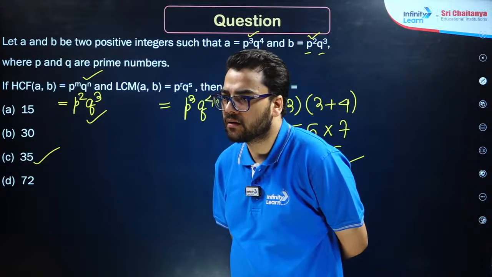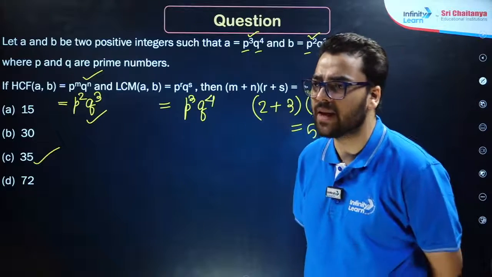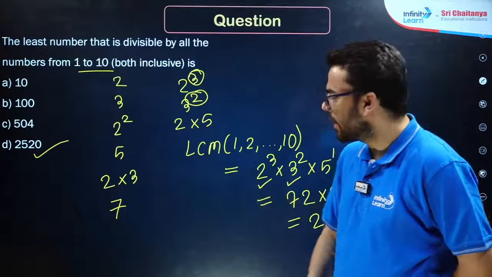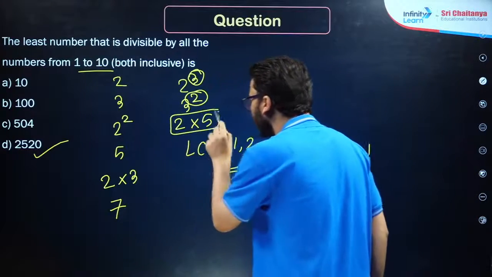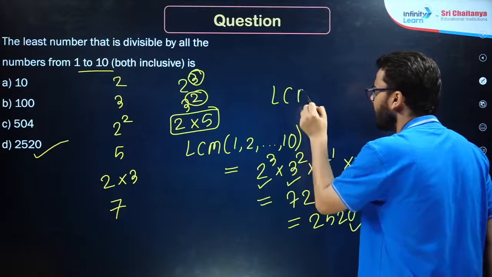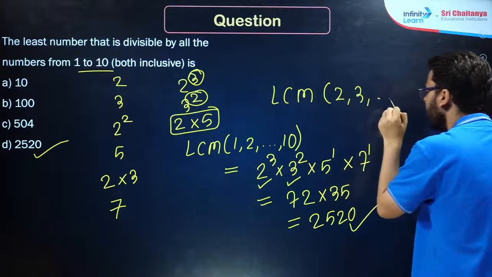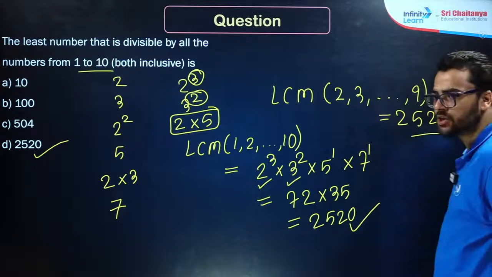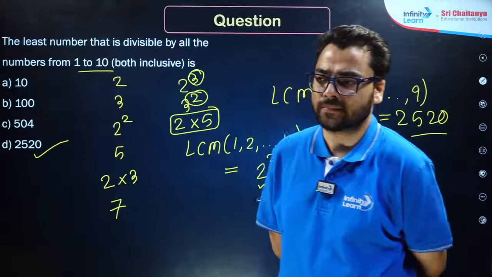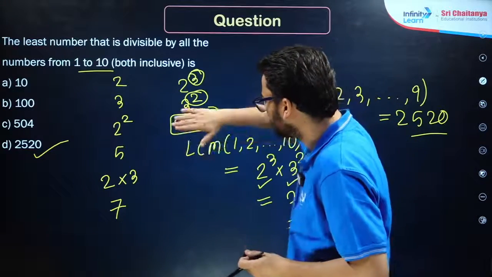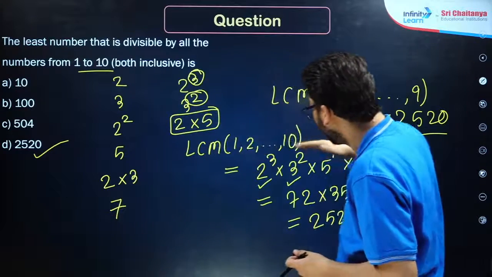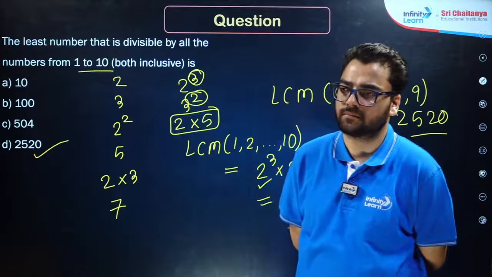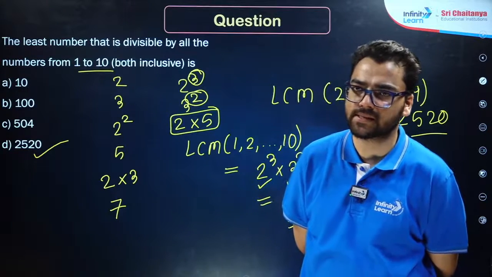Sir, if you exclude 1, then nothing will happen, Joshita. Just use your mind, na? If you exclude 1, no problem in that. And even if you exclude 10, then also no problem. What does it mean? It means if you take the LCM from 2, 3 up till 9, then also you will get 2520. Is it clear, Joshita? Nothing will happen, na? Just forget this. Then also you will get the same LCM or not.